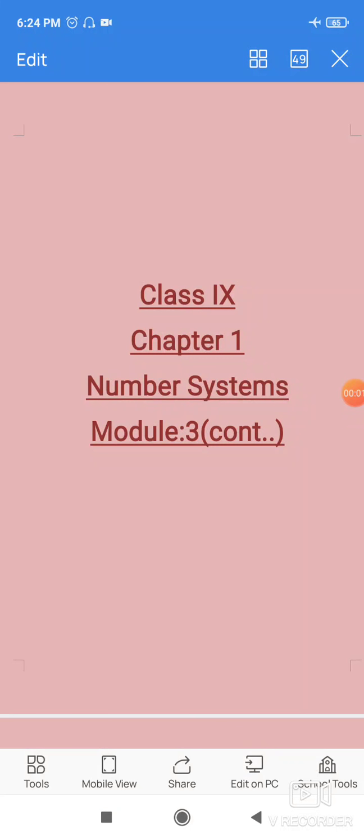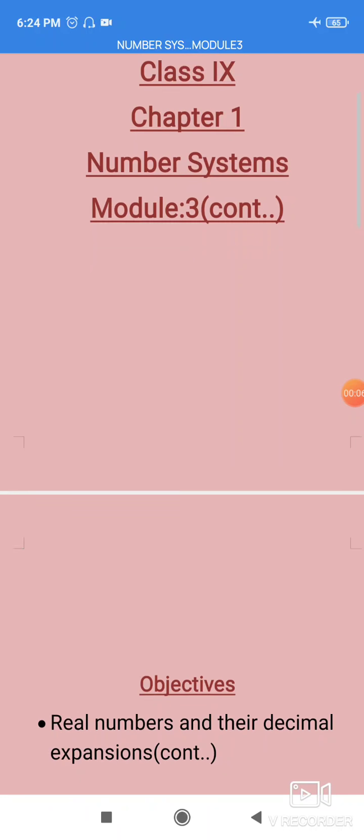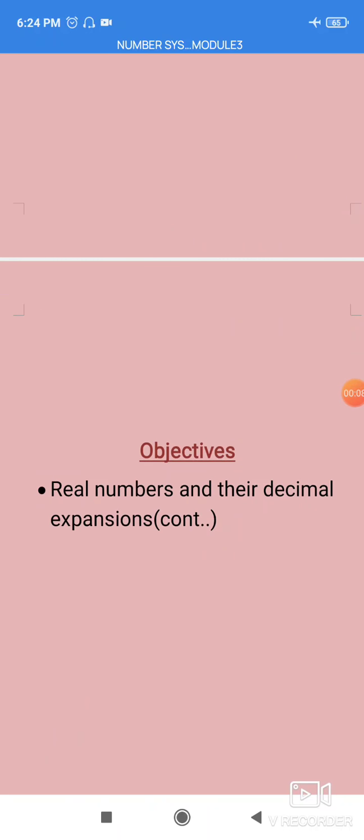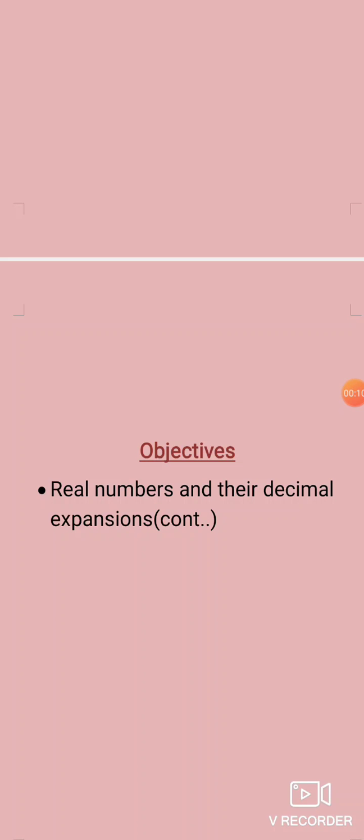Class 9, Chapter 1, Number Systems, Module 3 Continuation. Objectives. In this module, you will learn about real numbers and their decimal expansion.